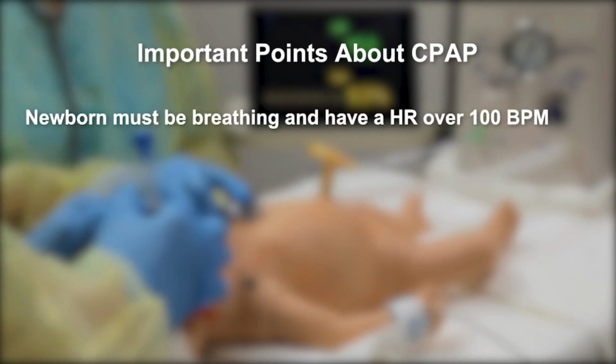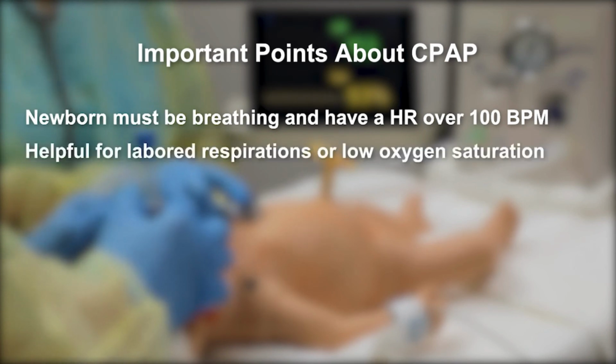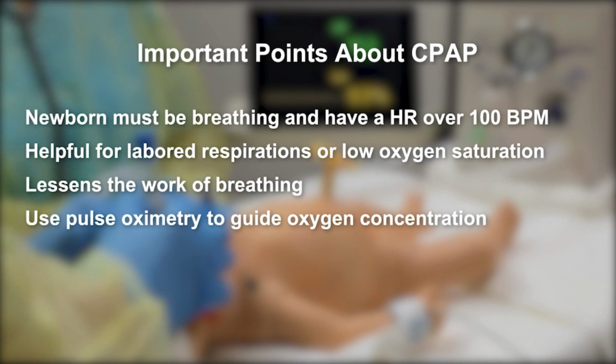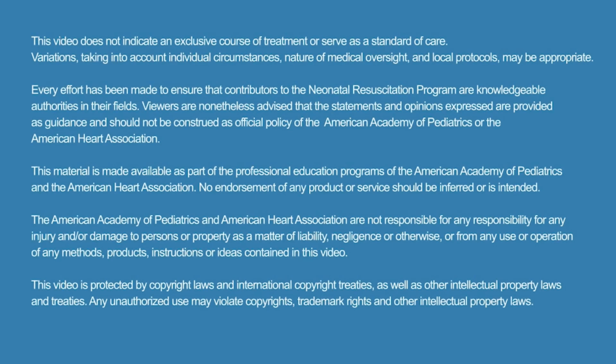The newborn must be breathing and have a heart rate over 100 beats per minute. CPAP may be helpful when a newborn has labored respirations or low oxygen saturation. When CPAP is provided, the baby does not have to work as hard to reinflate the lungs with each breath. Use pulse oximetry to guide oxygen management and maintain oxygen saturation within the target range. Insert an OG tube to decompress the stomach if CPAP continues for longer than several minutes. This is important for both preterm and term infants.